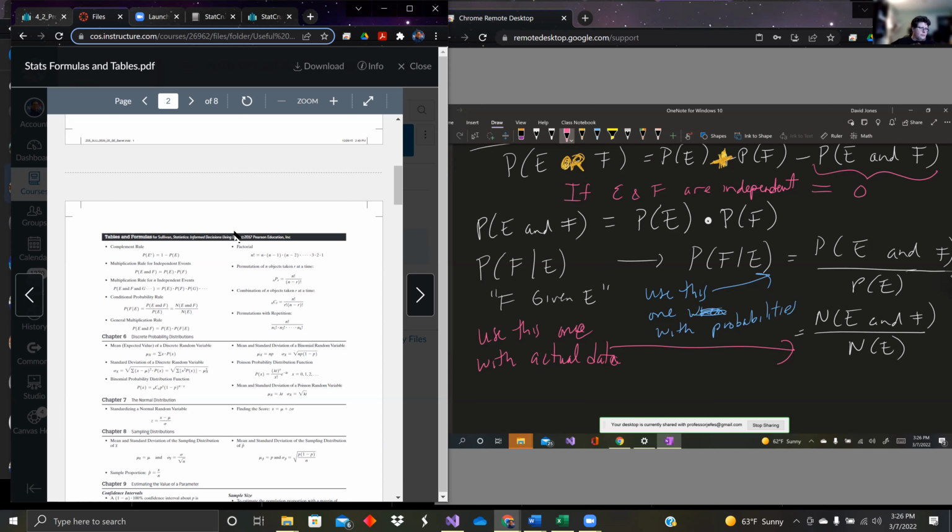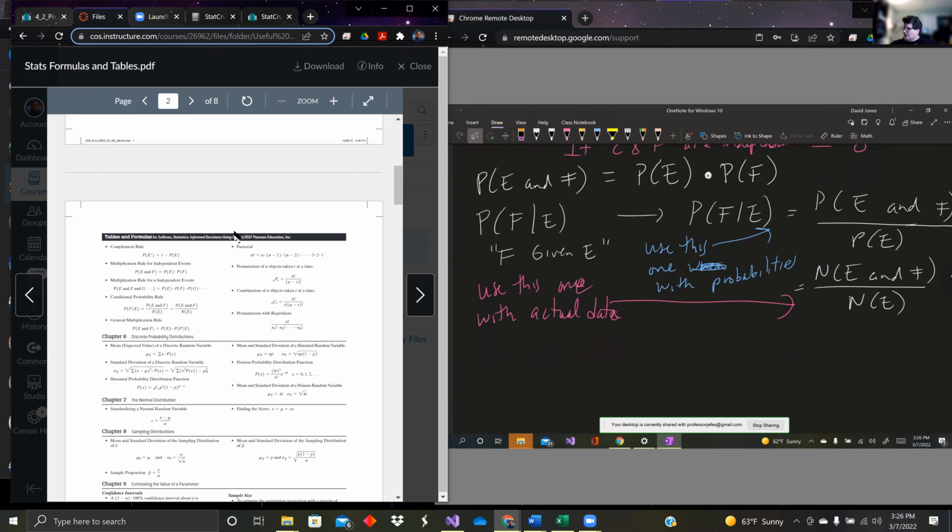How do I want to say the next part? I should say more about this. If the probability of F given E is the same thing as just the probability of F, then E and F are independent.